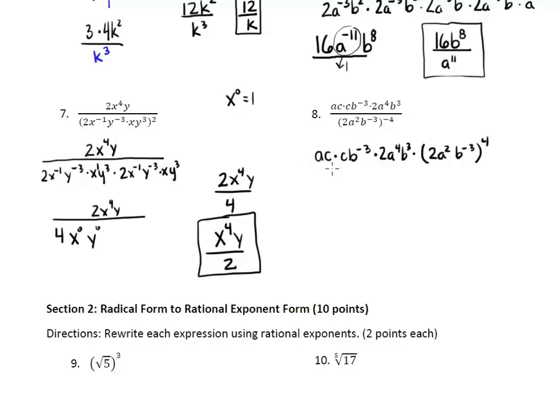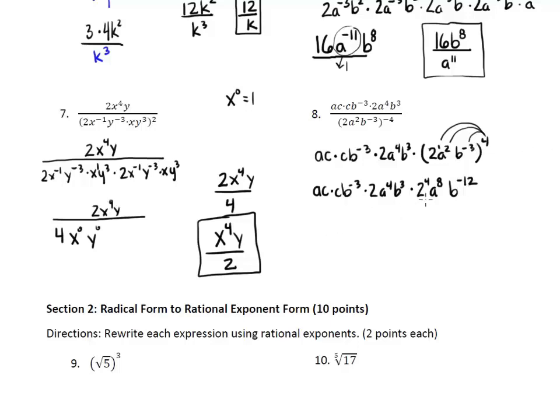Okay, from here, you got some options. You can kind of clean this garbage up a little bit, or you can take care of this. I think I'm going to clean up this stuff first. Now, let's take care of this first. So I have this AC times CB to the negative 3 times 2A to the 4th B cubed. Nothing's changed there. Times, I could write this out 4 times, but by now I'm getting a little bit more savvy on how this works, right? So I know this is 2 to the first power, and the trick is take this 4 and it multiplies to all the exponents. So it's really 2 to the 4th power times A to the 8th power times B to the negative 12th power. And you would get the same thing if you wrote this out 4 times and simplified and brought everything together.